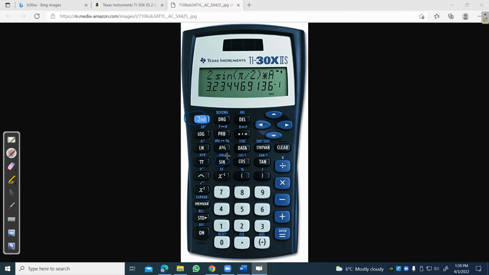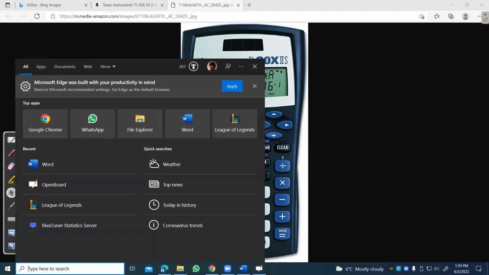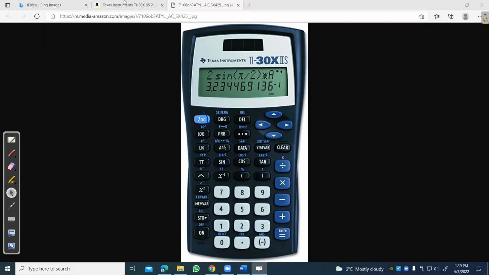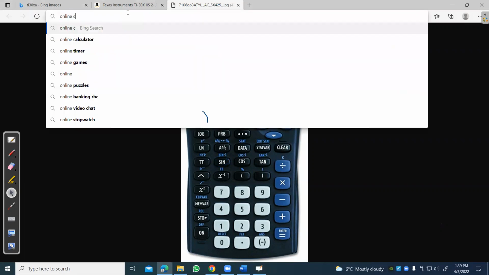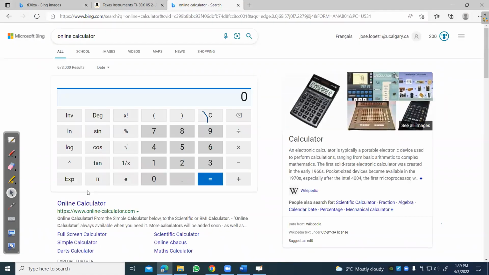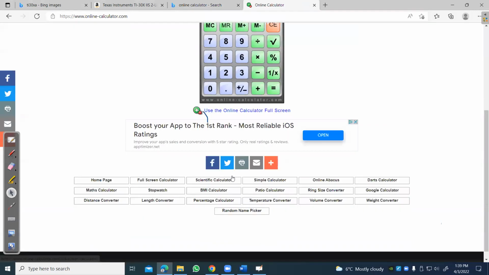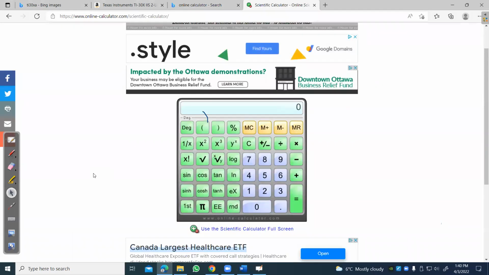So how do we bring the sine inverse? The calculator is a little bit different than the one on the screen. Maybe I can use the online calculator. Okay, scientific. All right, there we go. Now you see sine inverse. Or we can do 0.37 and then do sine inverse. There we go.